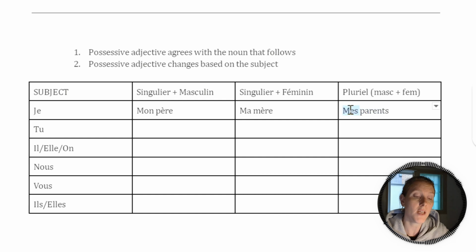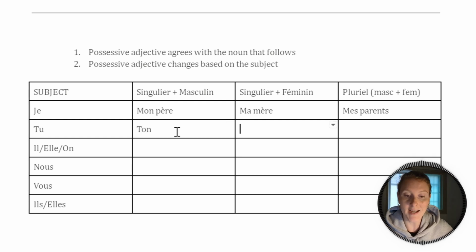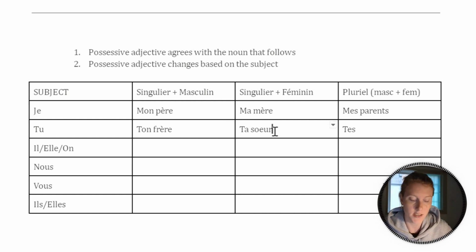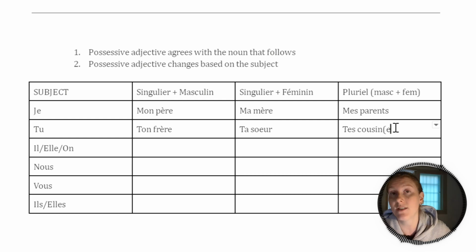Okay? Now, if I'm going with tu, so you, singular, right? What will be the possessive adjective? It will be ton, ta, tes. Example, ton frère, your brother. Ta sœur, your sister. Tes cousins, your cousins, right? Regardless of cousins being masculine or feminine, could be both, or could be just feminine cousins, it won't change. It will still be tes cousines in that case, right?